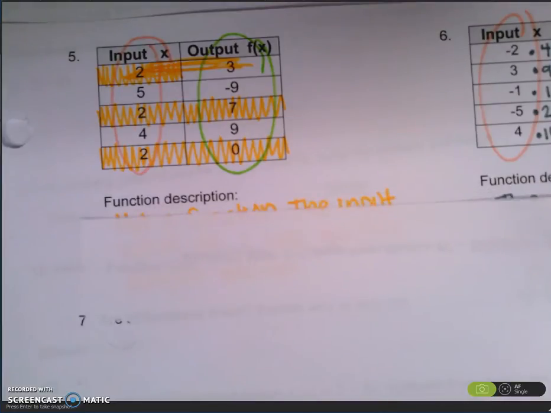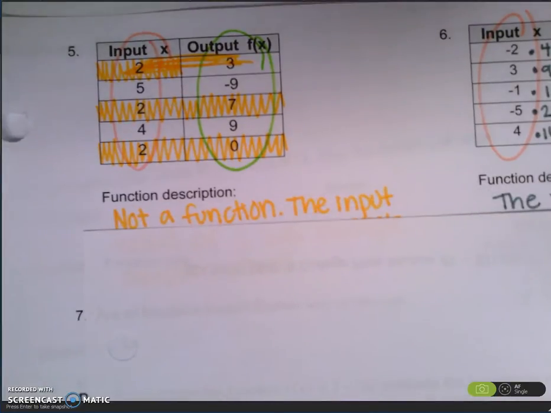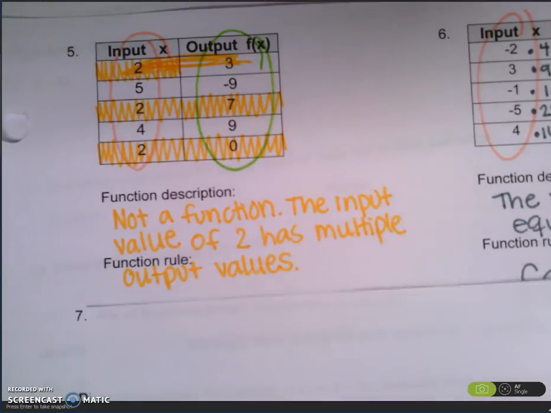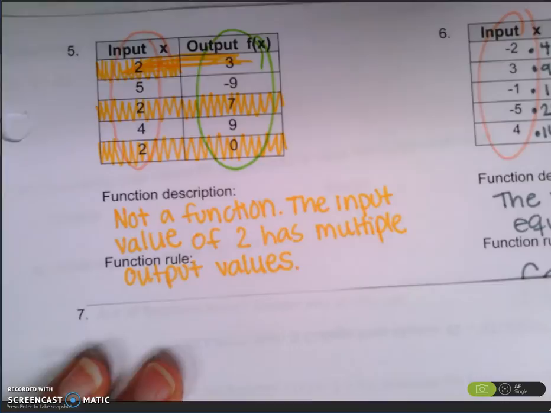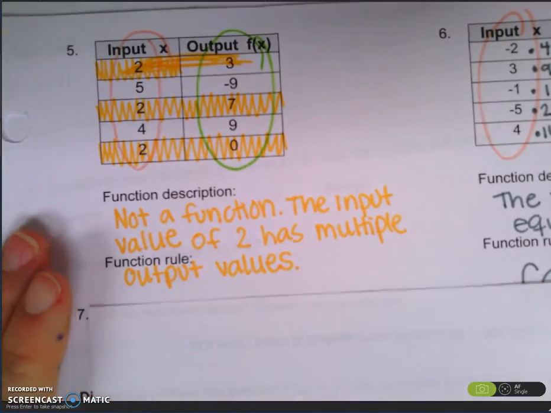So look at the function description. This is not a function. The input value of 2 has multiple output values, which is not okay. Take a look at number 6.